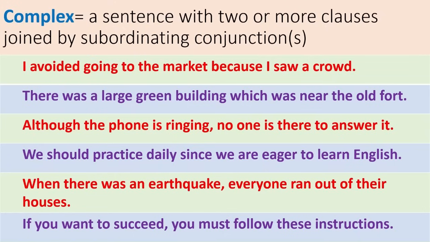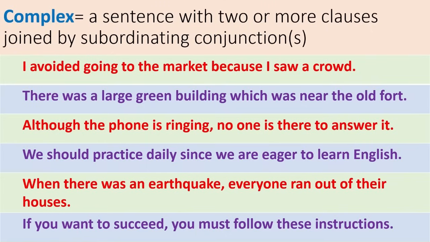I avoided going to the market because I saw a crowd. Because is the conjunction; avoided and saw, two verbs, two clauses. I avoided going to the market, one clause. I saw a crowd, second clause. Because, conjunction. There was a large green building which was near the old fort. There was a large green building is one clause. It was near the old fort is one clause. Which is the conjunction used for joining these two clauses. Two verbs, was and was.